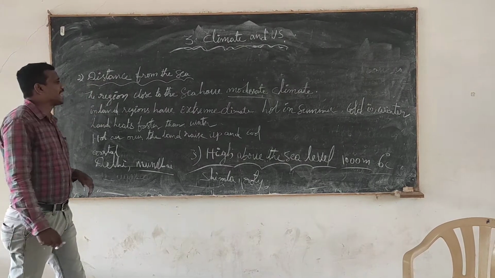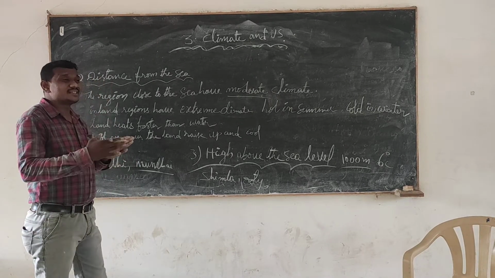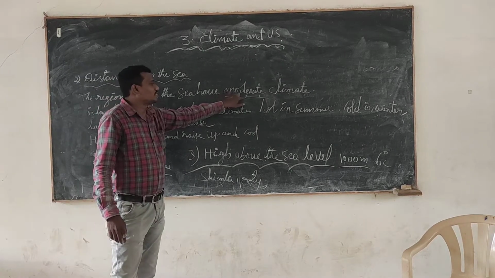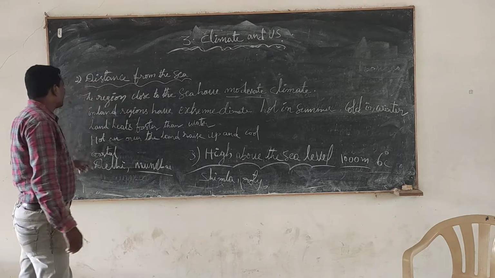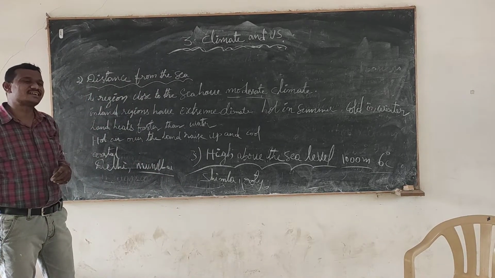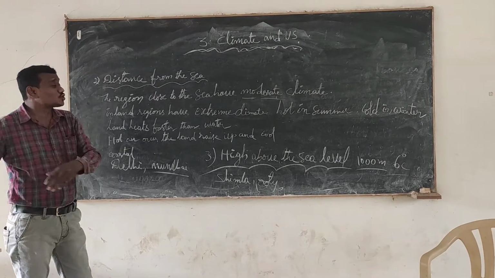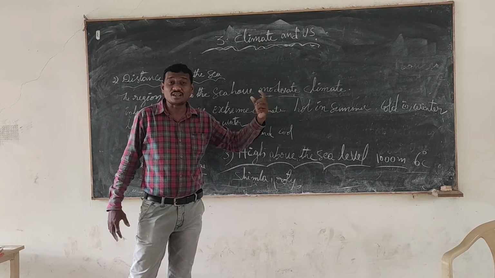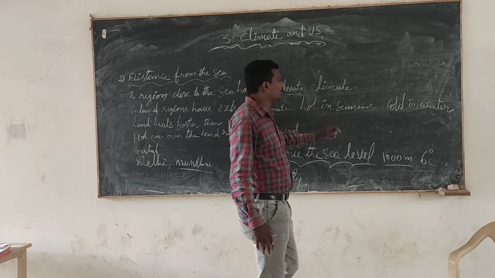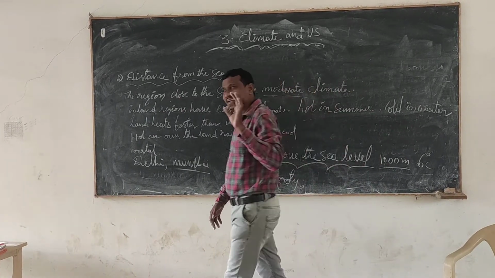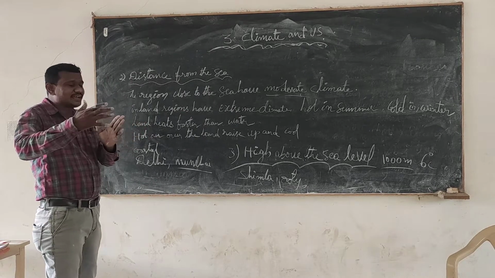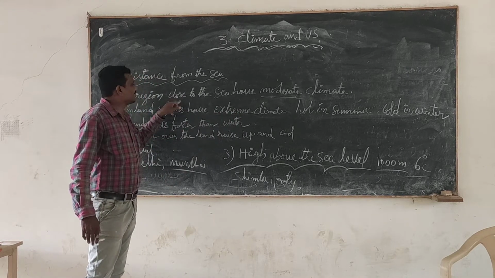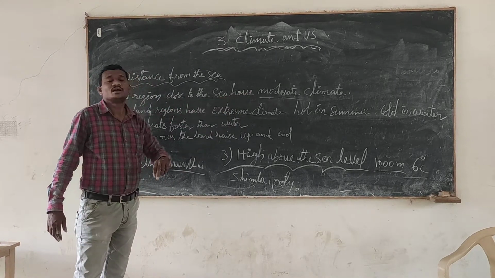The regions close to the sea, near to the sea, have a moderate climate. And inland regions have an extreme climate. Inland regions means they are very far away from the sea. They have an extreme climate: hot in summer, cold in winter. Severe hot or severe cold. That area's climate is an extreme climate. But the regions close to the sea have a moderate climate.